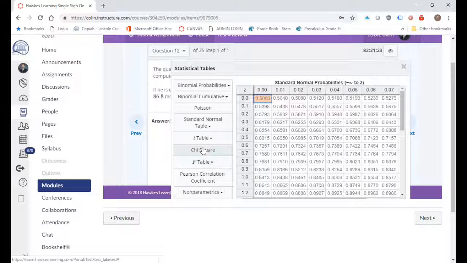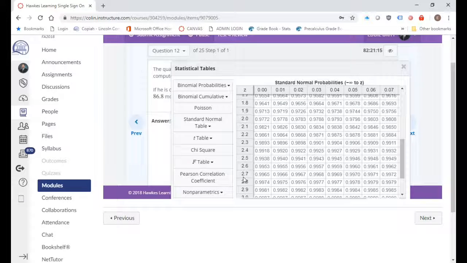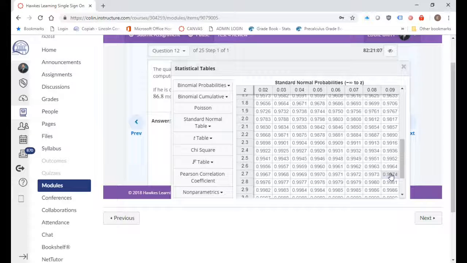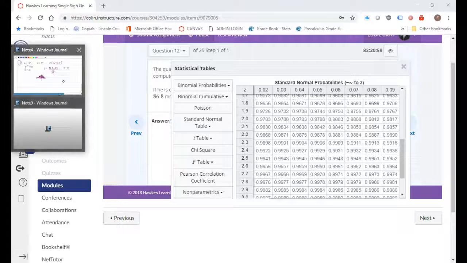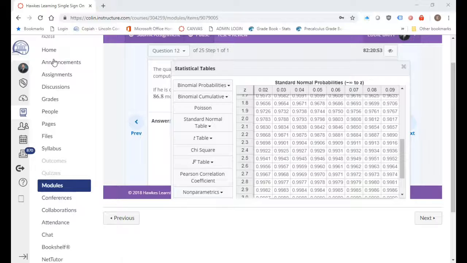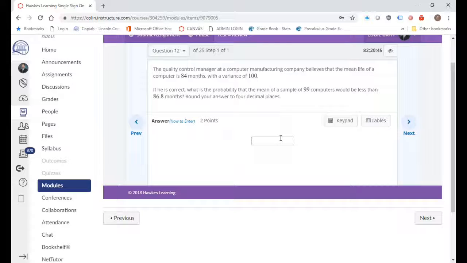Standard normal. Remember, we're going to take the value from the table. 2.79 as a z-score. 2.7. Look, it's even more than I thought. 2.79, that's 0.9974. Let me just put that answer in, 0.9974. I think I can just click on it. Maybe not, we'll see. Nope, I have to put it in, 0.9974.